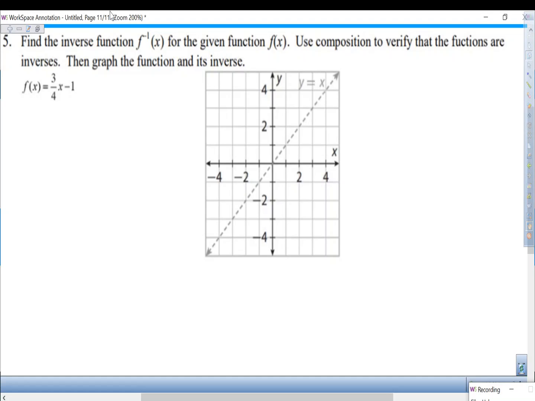All right, and then I'll give you some time so you can make a little coordinate plane on the side because we're going to graph both of them, the original and the inverse.